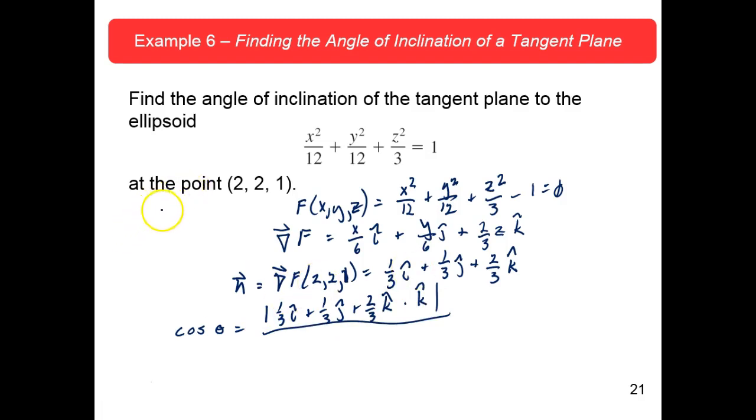So let's do that. Magnitude of n: one-third squared plus 1/3 squared plus 2/3 squared. Okay, so it's going to be a 3 in the denominator, and you have 1 plus 1 plus 4, that would be the square root of 6 over 3. I'm sorry, I can't add. 1 plus 1 plus 4, yeah, square root of 6 over 3.